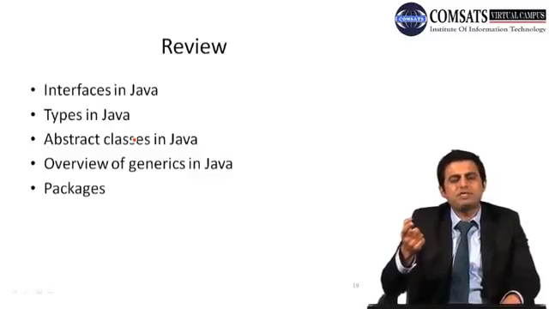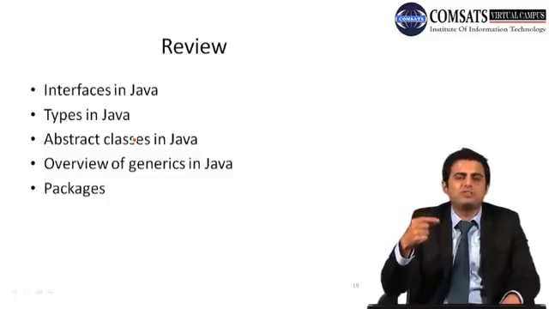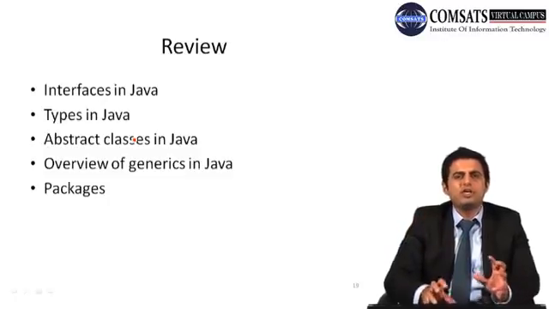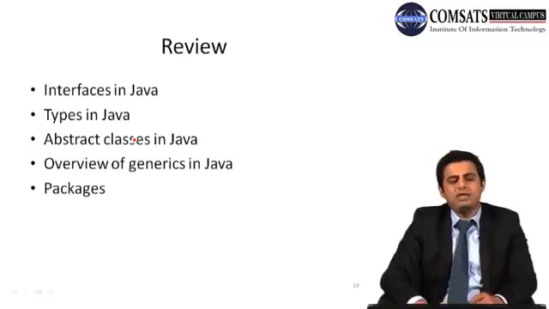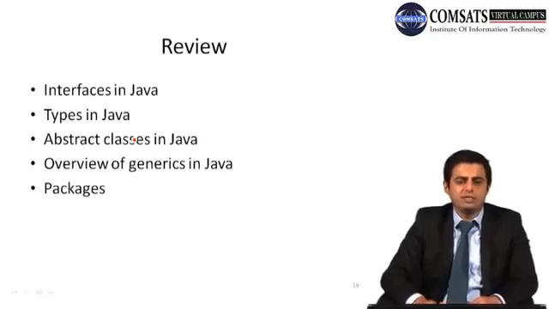Then we also studied abstract classes in Java, and I showed you that there are some situations when you don't want to implement some methods, rather you want to have them for your children, and the children classes can override them. So in that kind of case, you can introduce abstract methods. You can also declare that class as abstract, and then children can add implementation according to their own needs.